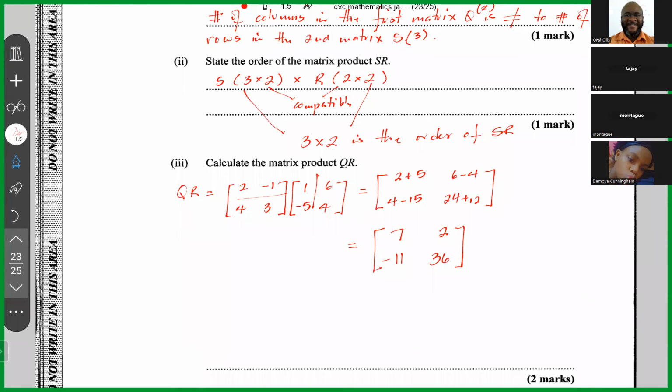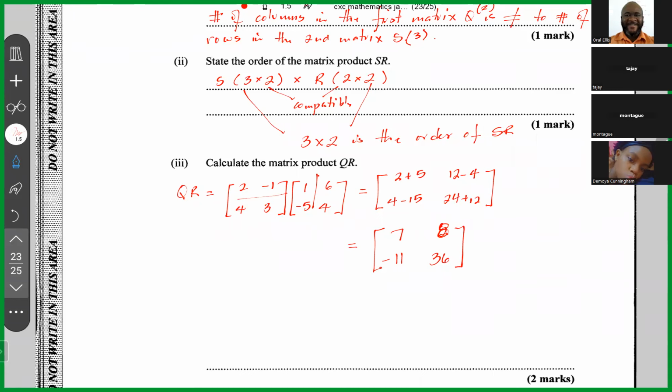All right, so somebody just pointed out to me that we made an error, so let's fix it. Sometimes moving fast, you make errors, you have to be careful. Multiplying the top row, right column, 2 times 6 is 12, and minus 1 times 4 is minus 4. So the value that should be here is 8.